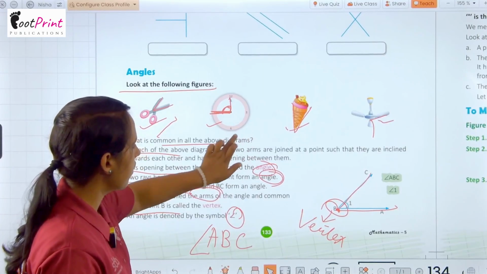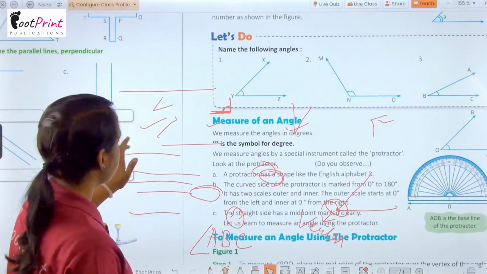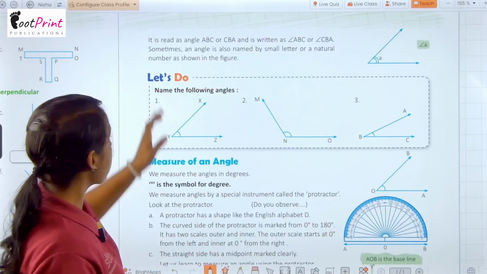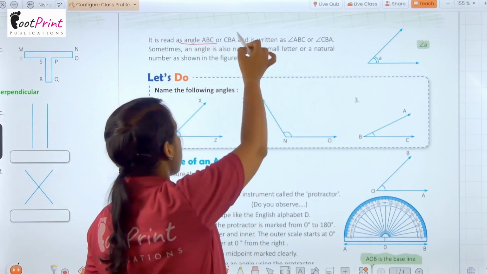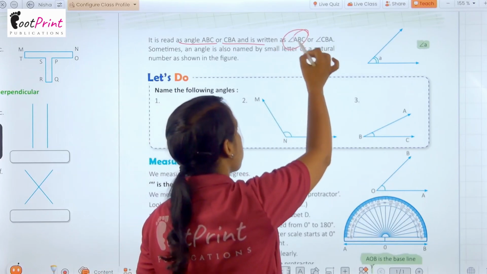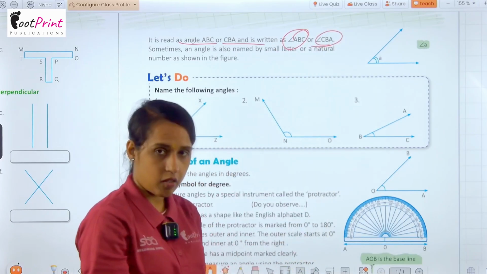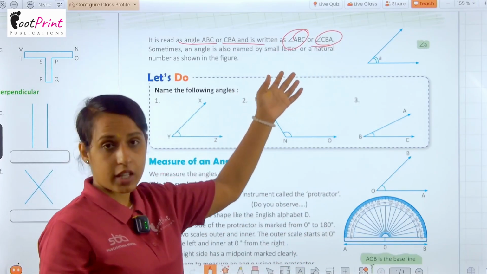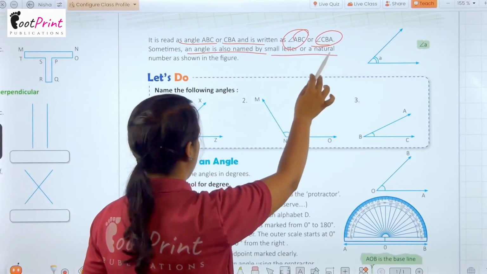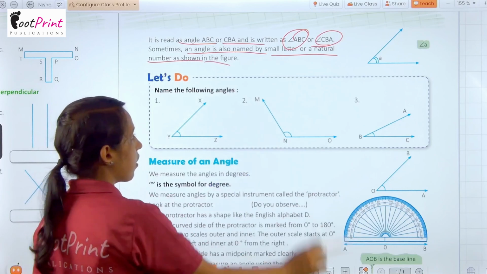Now the next one is read as angle ABC or angle CBA, and it's written as angle ABC or angle CBA. Okay. So we can use this symbol. Sometimes an angle is also named by small letters or a natural number as shown in the figure.